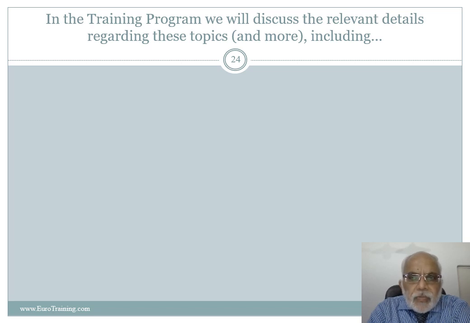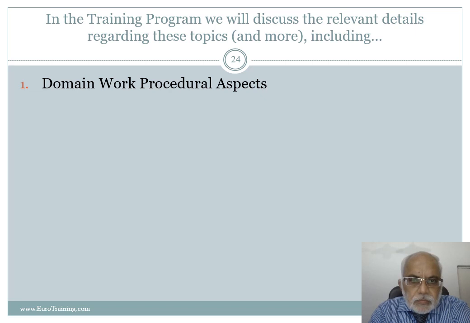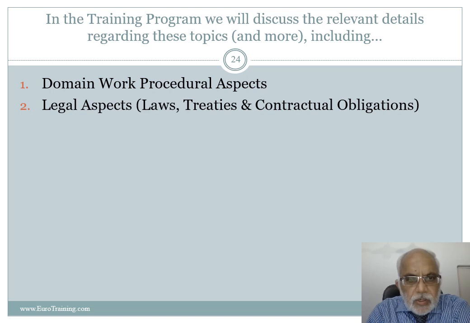In this training program, in subsequent modules, we will discuss the relevant details regarding these topics and more. We'll discuss all these aspects in practical, applicable detail with checklists, procedures and so on for everything. Our discussion will cover domain work procedural aspects, for example, of patents, applying for a patent, initiating an infringement claim and so on. So various work procedures, applying for a trademark, for example. We'll cover the legal aspects. We'll cover all the relevant laws, treaties, and contractual obligations that you may have to worry about or need to consider when you are making your decisions.